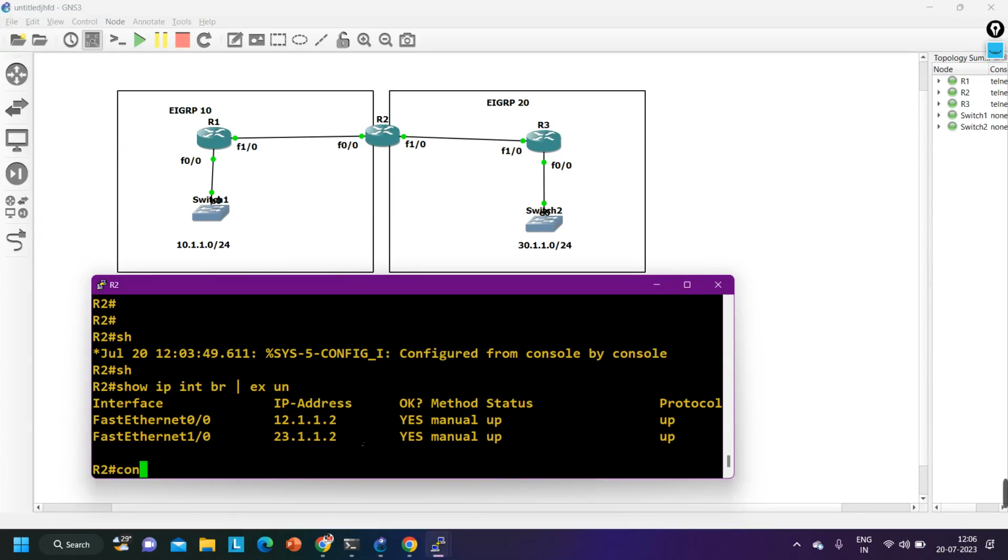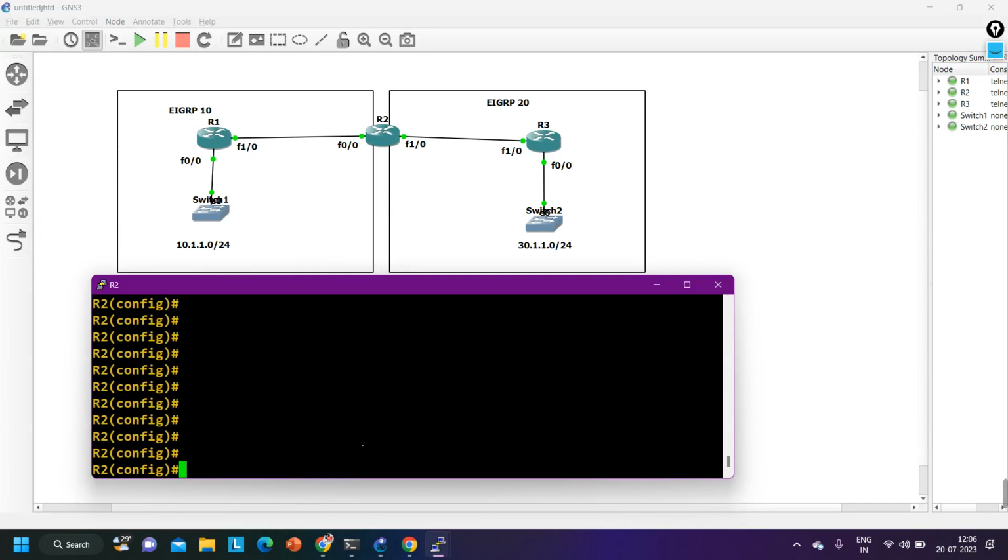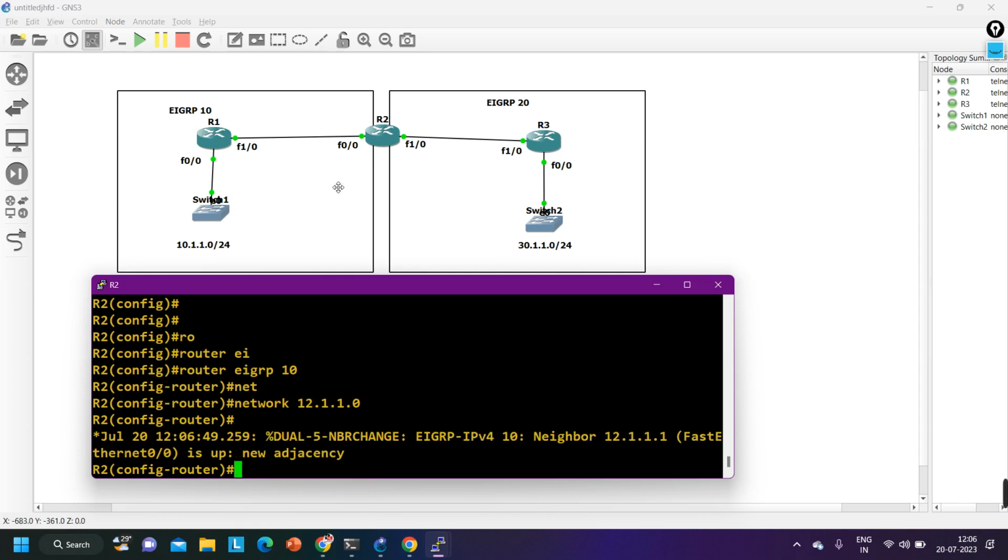On router number 2 I cannot run the network 0.0.0.0 command because both interfaces belong to different autonomous system numbers. So router EIGRP AS number 10. First of all I am going to configure EIGRP AS number 10. On which interface am I going to enable it? F0/0. The IP address of the F0/0 interface is 12.1.1.2, so I am going to run network 12.1.1.0. Done. This command will enable EIGRP on FastEthernet 0/0, EIGRP autonomous system 10, yes or no?